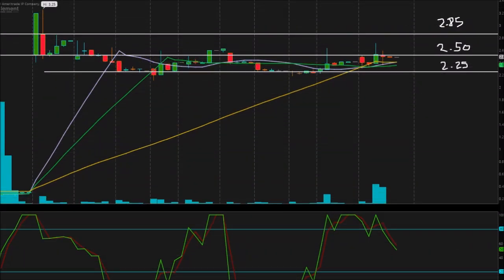Active Investor here, bringing you another independent analysis. This time we're taking another look at ticker symbol NETE. That's Net Element Incorporated. The chart we have here today is a 2-hour chart.